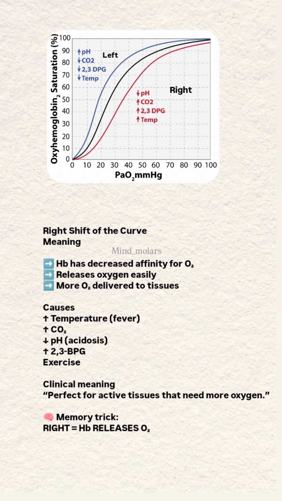Now this curve shifts to the right and left. Remember one thing, whenever you give something to somebody, it is the right thing, the gesture is right. So when the curve shifts to the right, that means hemoglobin is giving oxygen to the tissue. Now tissue requires this oxygen during increased temperature, increased CO2, exercise, decreased pH.